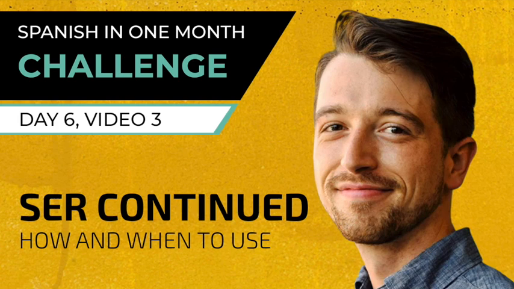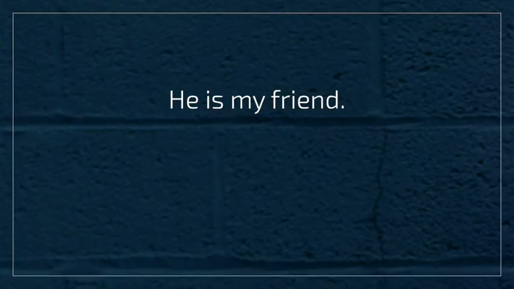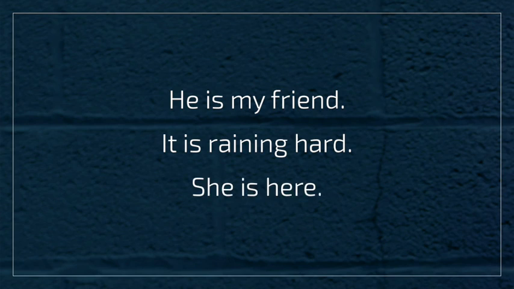Before we go and start using our new conjugations of ser, we unfortunately have to cover the biggest difficulty that English speakers have in using this verb, which is that the verb to be in English does not translate perfectly into Spanish. In English, we use the verb to be for all kinds of things. For example, he is my friend. It is raining hard. She is here.